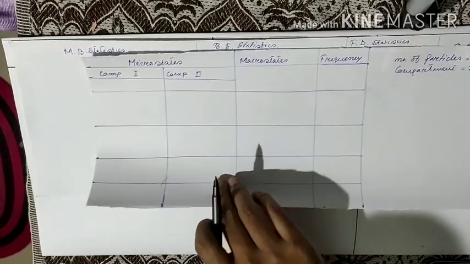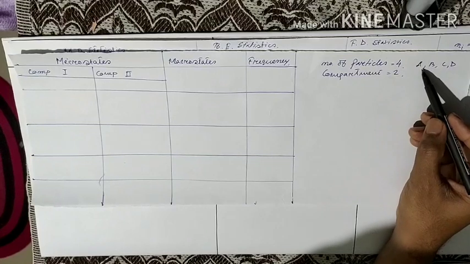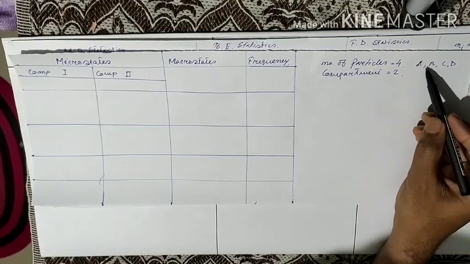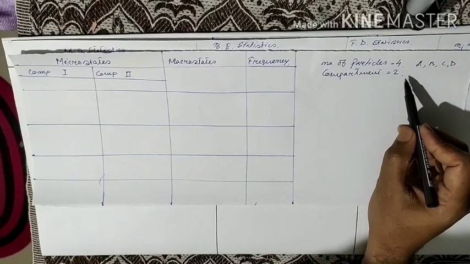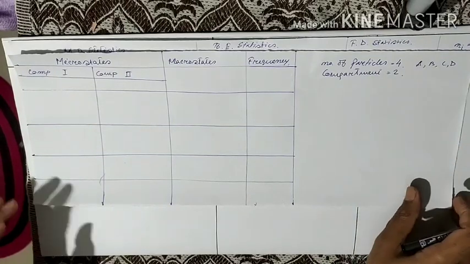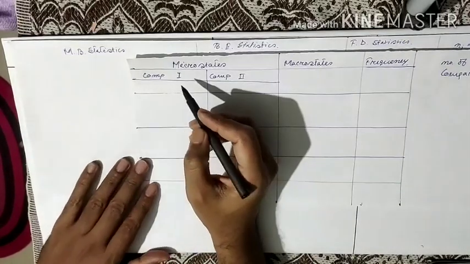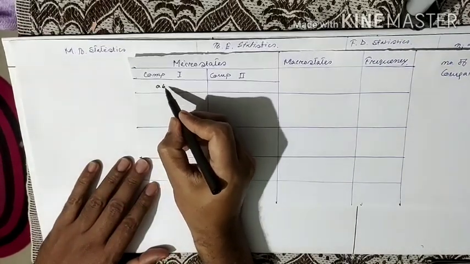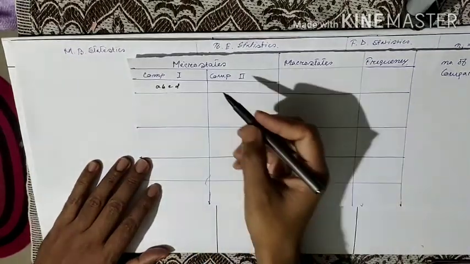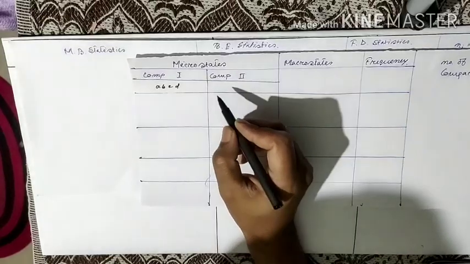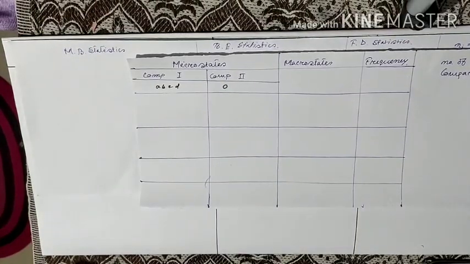Suppose you consider 4 particles which are distinguishable: A, B, C, D. We are considering 4 particles and there are 2 compartments. We have to arrange them. So how will this be arranged? Let us say for the first time A, B, C, D in one compartment. I am writing here a small letter, doesn't matter. This is a capital letter, this is a small letter. So this is A, B, C, D and 0 in the other. This is the first one.